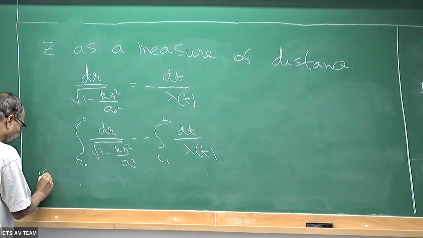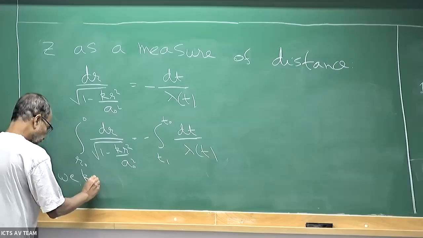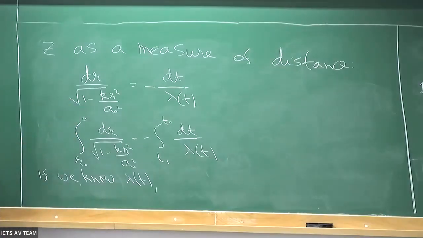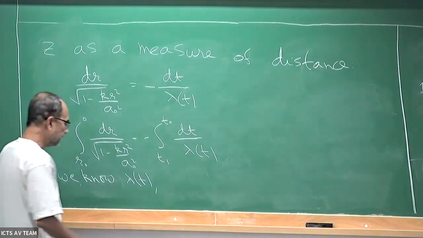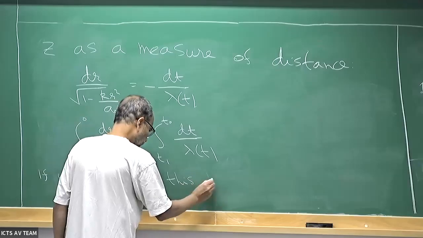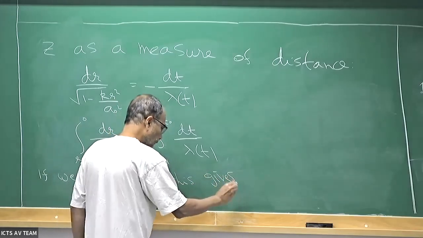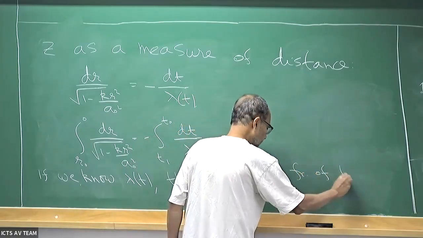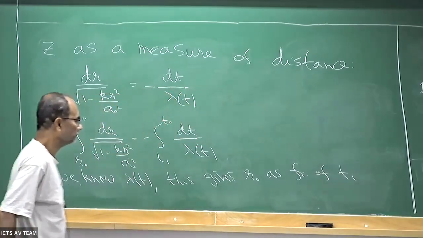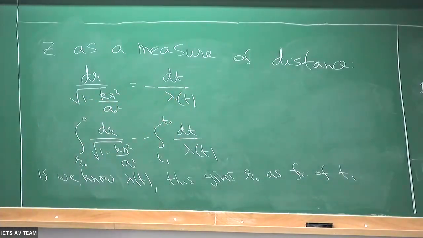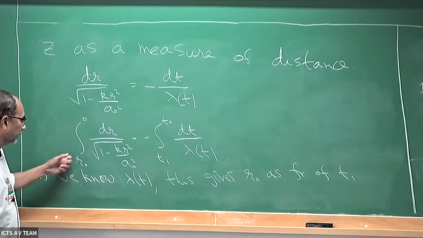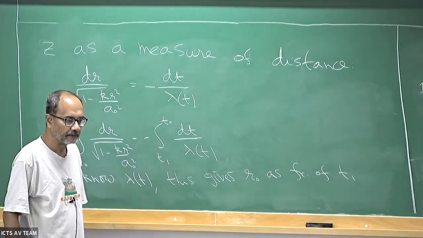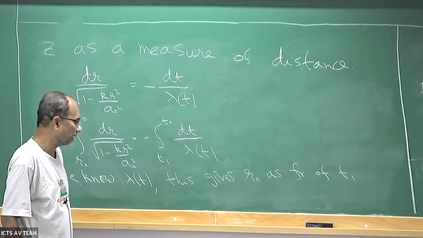So if we know lambda t, this gives you R naught as a function of T1. It's implicit, but it will be some function of R naught. On this side, you have some function of T1, so you can solve for R naught in terms of T1. So if we know lambda t, this gives you R naught as a function of T1.